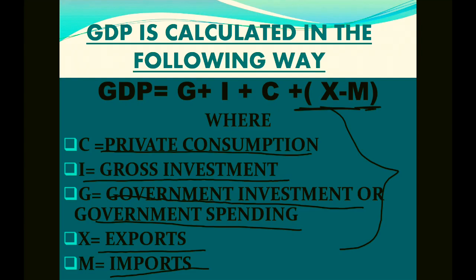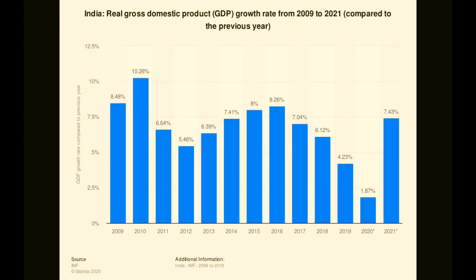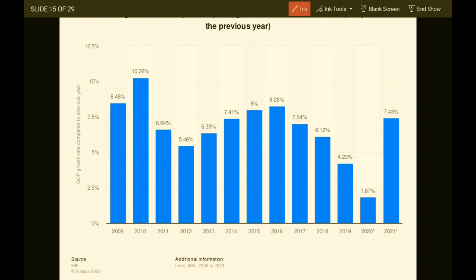Very easy. Now this is the condition of India's real gross domestic product growth rate from 2009 to 2021 compared to the previous year. See, this is the comparison chart of GDP. You can see in 2009 it was 8.48%. In 2010 it was 10.26%. In 2011 it was 6.64%. In 2012 it was 5.46%. In 2013 it was 6.39%. In 2014 it was 7.41%. In 2015 it was 8.